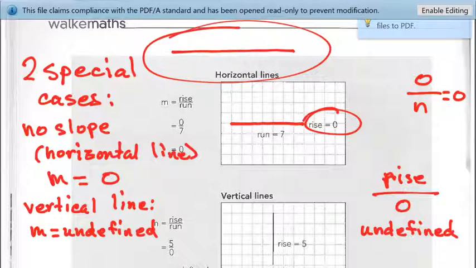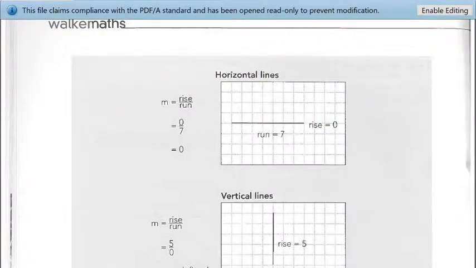What about the y-axis? Vertical, so slope is undefined, right? You can't measure how much something is going up or down if it's straight up and down. You can't measure it. So there are those two special cases.